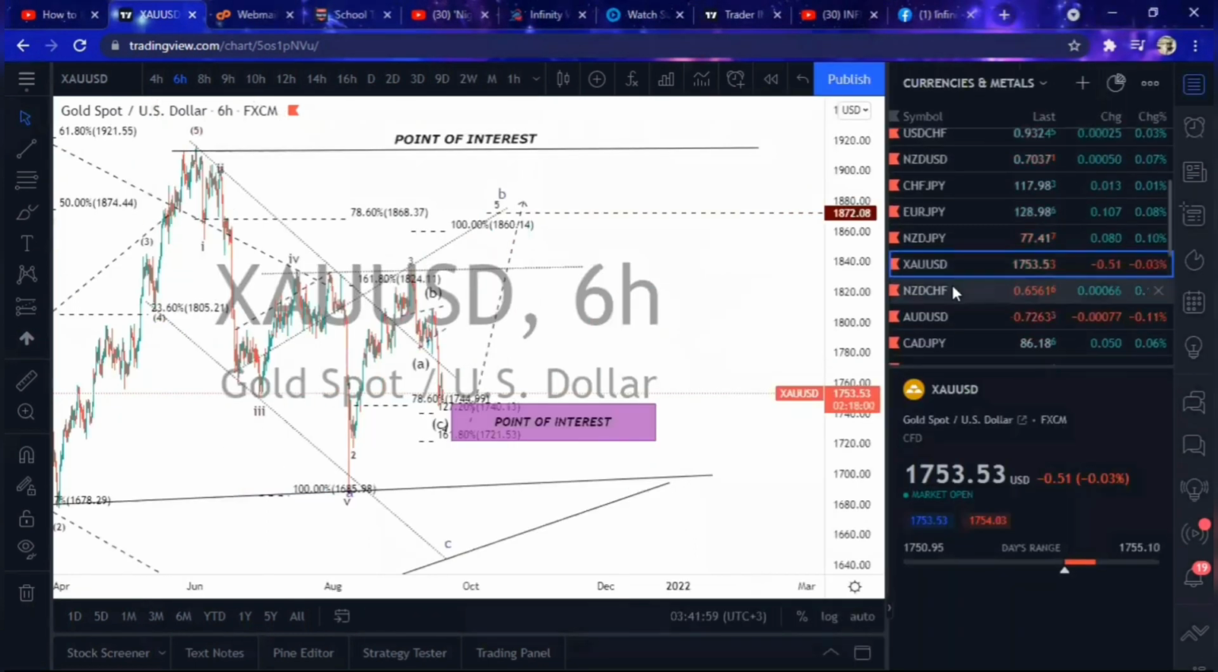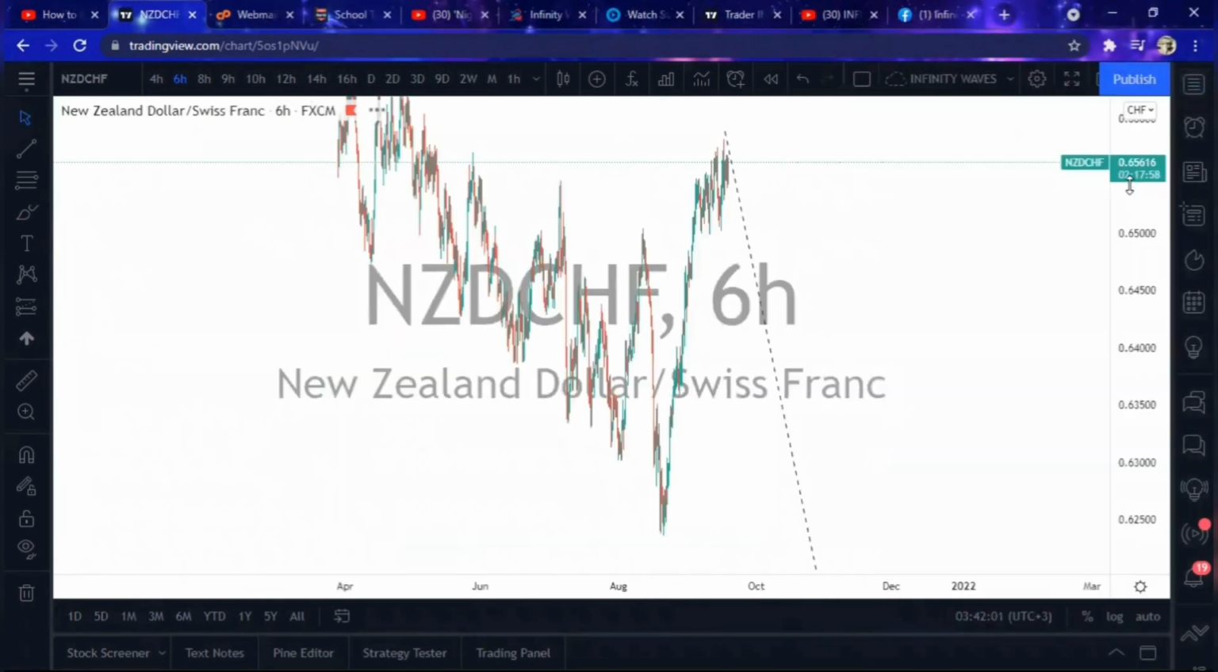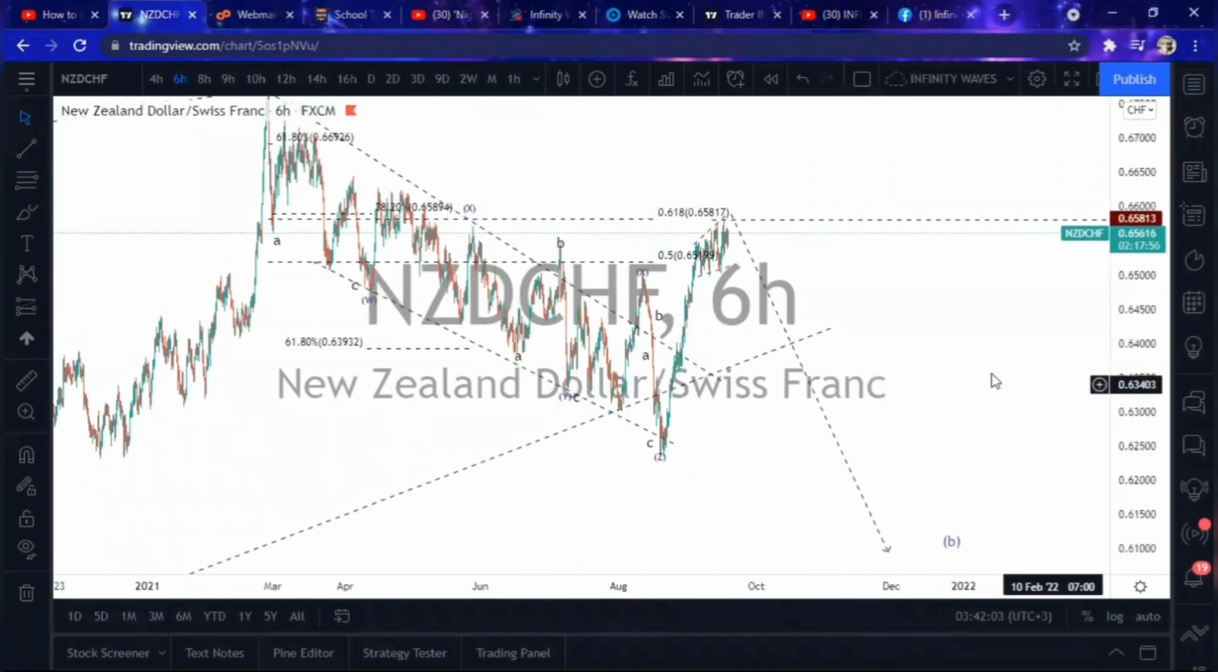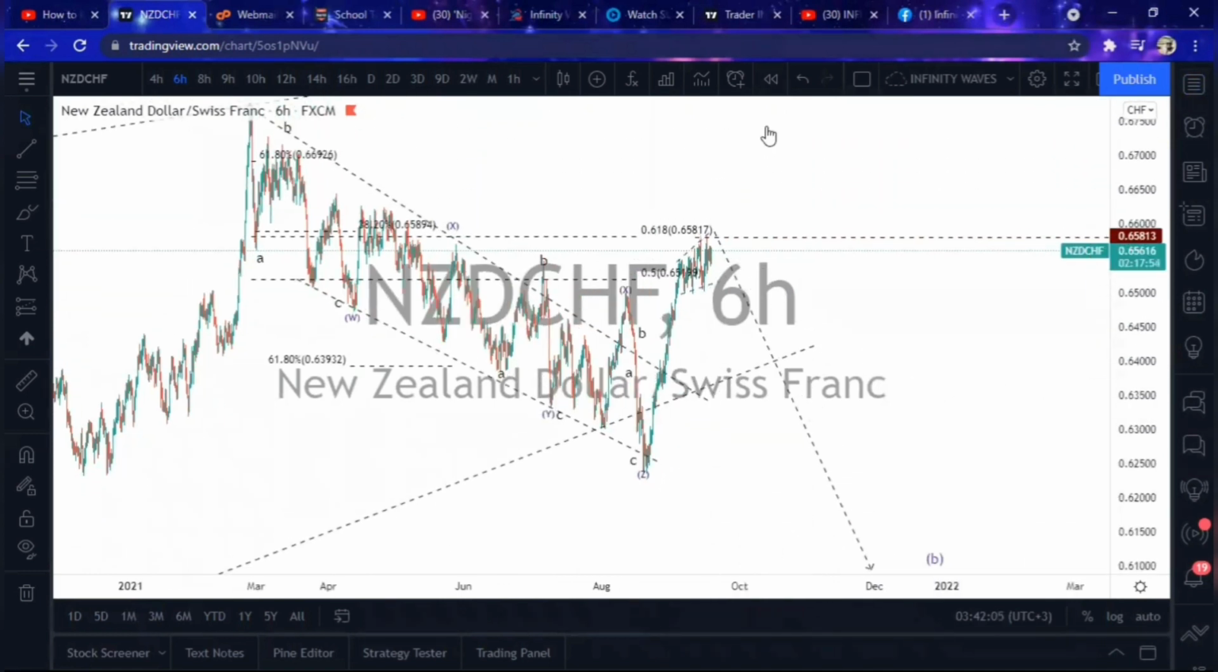Next one on the list is New Zealand dollar Swiss franc. Has been moving quite well for the past 2 weeks. We are hoping for the next drop down here. In case it breaks this region here again, we'll see which level it's supposed to go, but we'll be looking for our sell setups for New Zealand dollar Swiss franc.